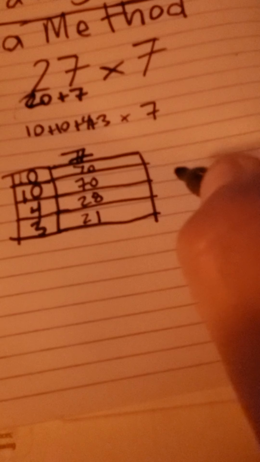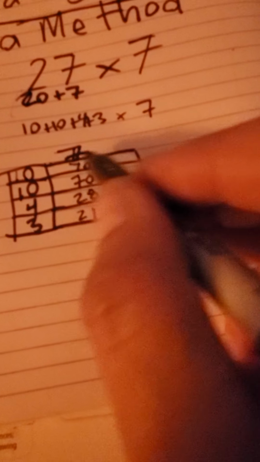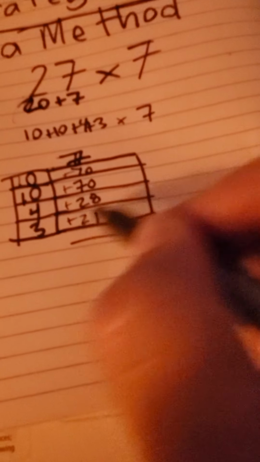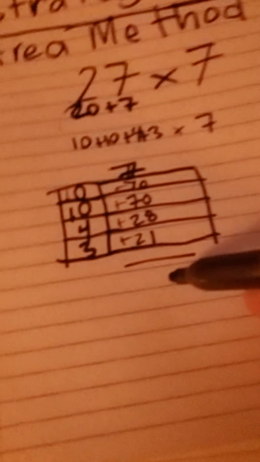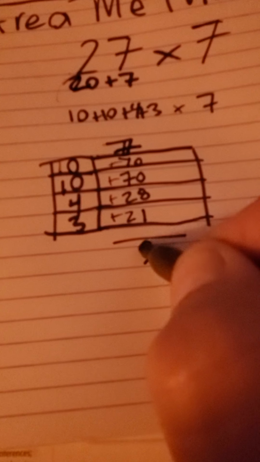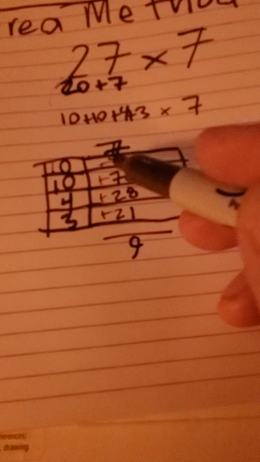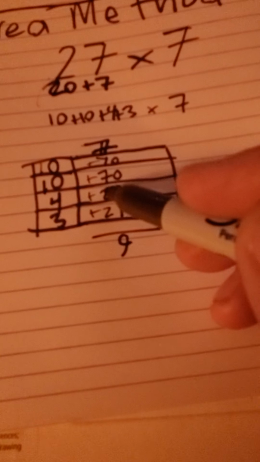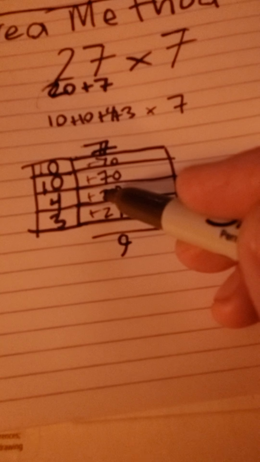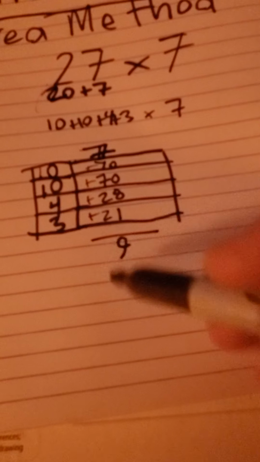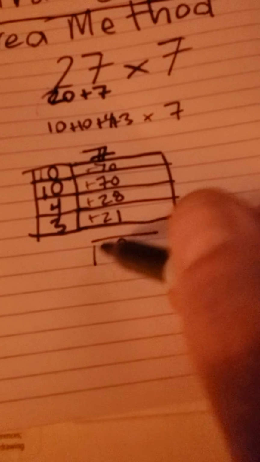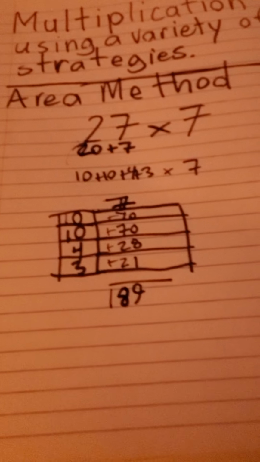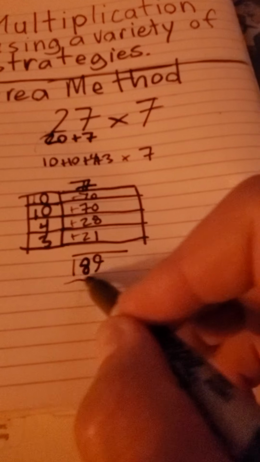And then, of course, we'll add all of these numbers together. So 0, 0, 8, and 1 is 9. 7 plus 7 is 14. Plus 2, 16. Plus 2, 18. So your answer should be 189.